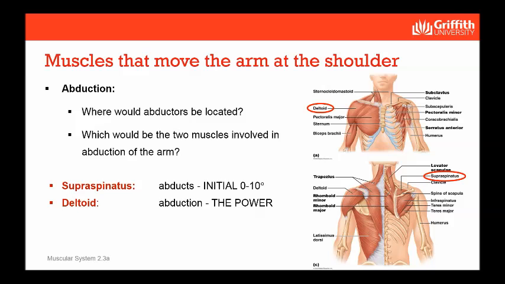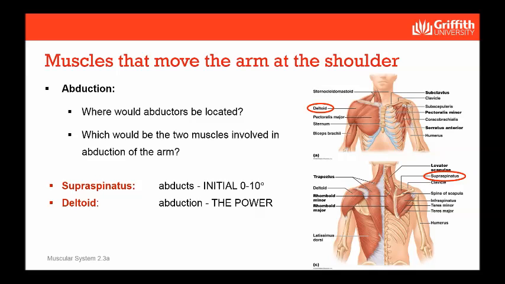Several changes occur during humeral abduction. Supraspinatus initiates abduction, then the deltoid abducts the humerus to 90 degrees. The deltoid then continues to lift the humerus to 180 degrees of abduction. However, during this last 90 degrees of movement, the scapula rotates upwards in order to achieve full range of motion of the arm.